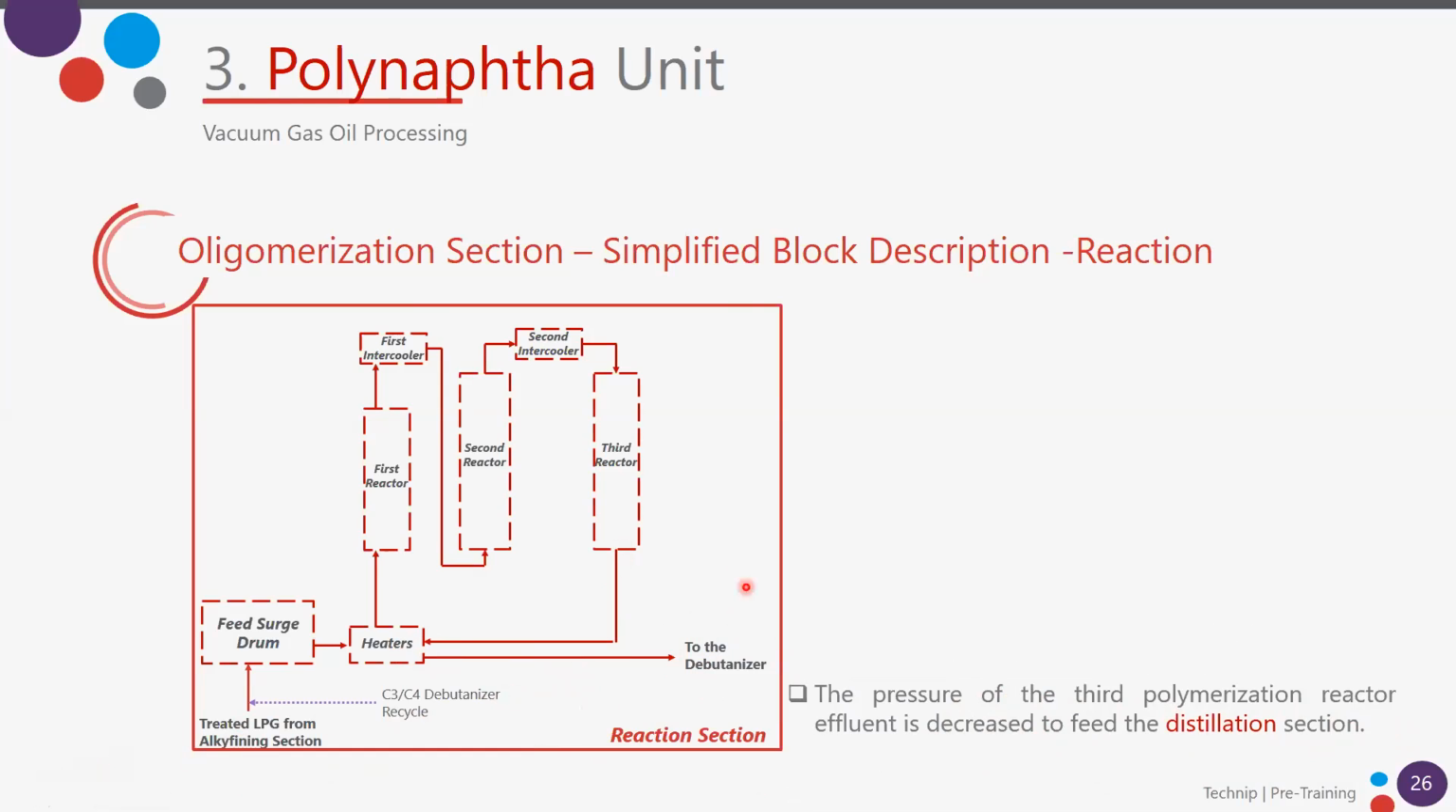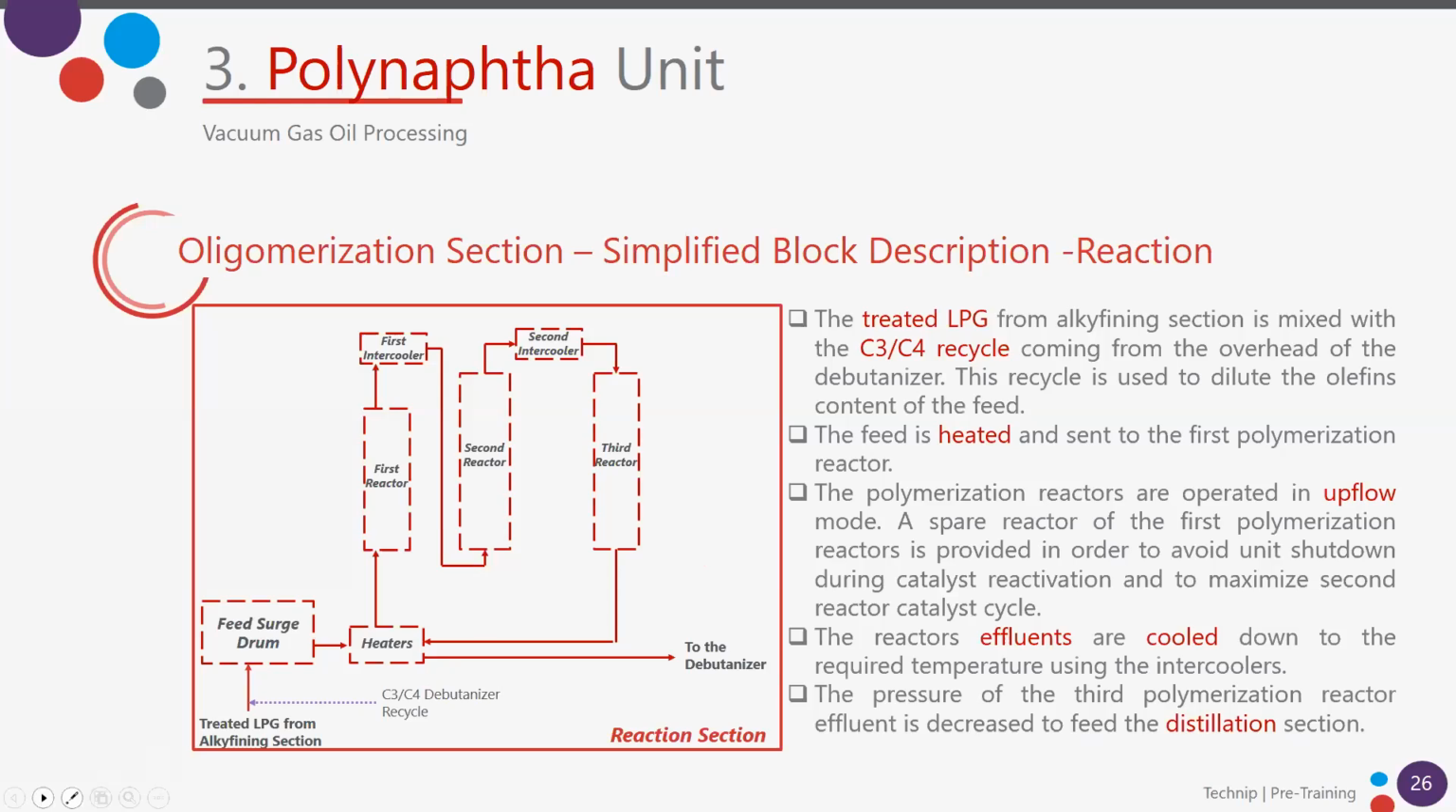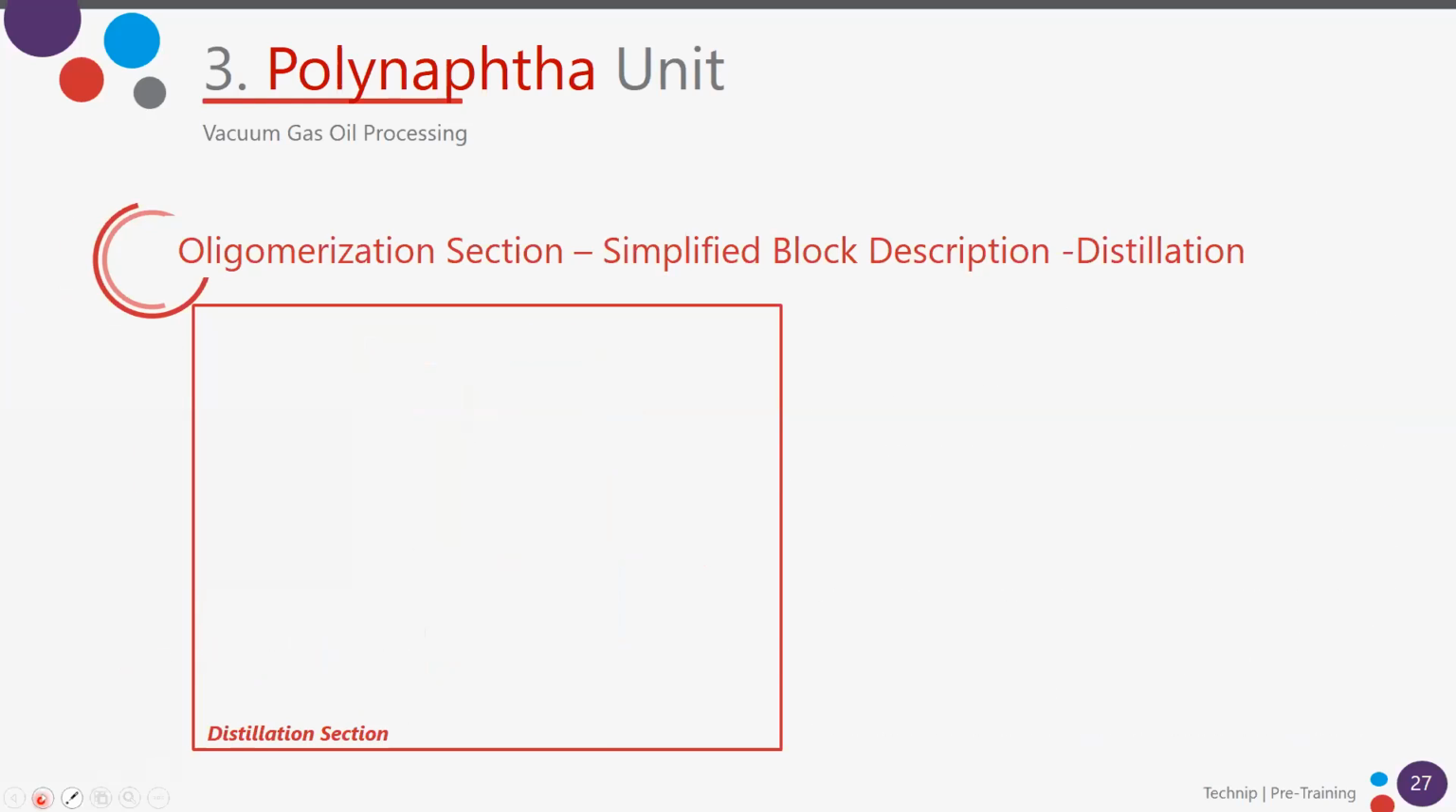So we have here the reactors where the reactions that we have seen, the oligomerization reactions, remember, will take place. So we now have to separate the different products and the different cuts that we will get from these reactors. For this, we will move to the distillation section.